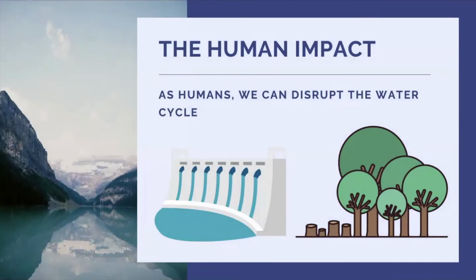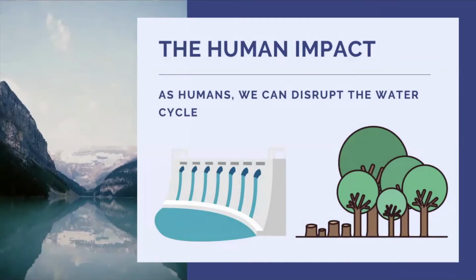So let's talk about the human impact. As humans, we can have negative effects on the matter cycles. For example, dams can alter evaporation and therefore local rainfall patterns. Deforestation can also alter the water cycle on both a local and global scale. Did you know that deforestation in the Amazon River basin can actually affect the rainfall in areas as far away as China and Russia?